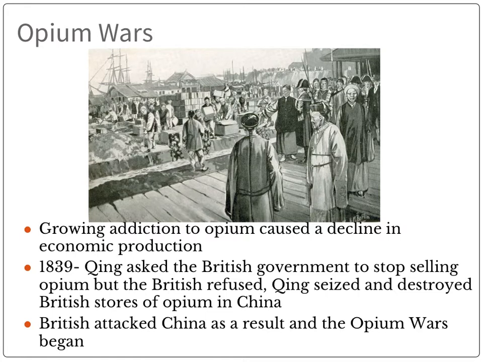In 1839, the Qing asked the British government formally to stop selling opium, and the British refused. So the Qing responded by seizing and destroying British stores of opium in China. The British had imported opium into China and were storing it in big warehouses, but that's on Chinese territory. So the Chinese went in and seized the drugs, similarly to how we would do in the United States, even though it's owned by someone else, it's an illegal substance, and so they seized it and destroyed it. The British, in response to that, attacked China, and this began a series of wars called the Opium Wars.